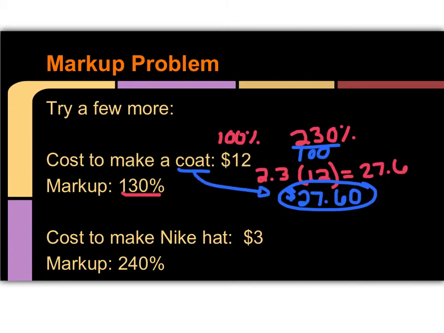The next example is the cost to make a Nike hat. It's only going to cost Nike $3. So I know I'm going to pay 100% of that, but they're going to mark it up 240%. So what's 100% for the hat that they cost them to make plus the 240% markup? That's 340%.